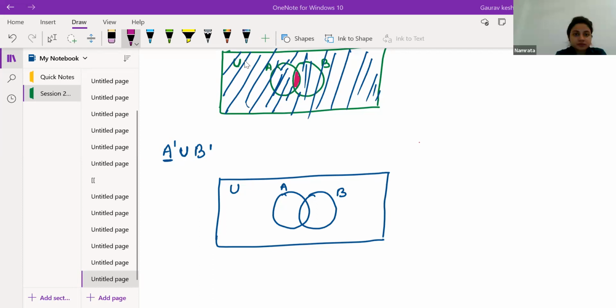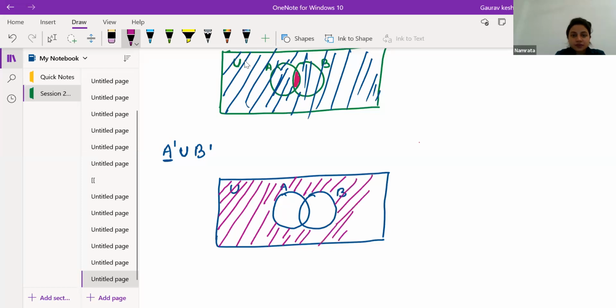So we will be having this from the universal set. A is not there. And from the universal set, again, B is not there. And union of both is this one, right? Yes.